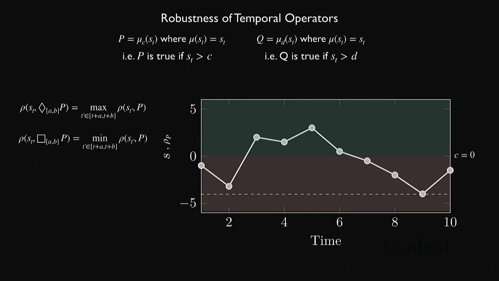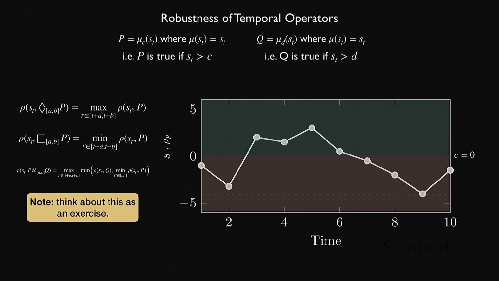You might be able to guess similarly that if P always needs to be true, it needs to be true at every single one of these time steps. So we're going to take a minimum, to take the worst case time step, and our robustness will be determined by that point. As for until, you can derive this if you stare at it long enough, but I'm just going to give you the formula and you can think about it more if you want to.